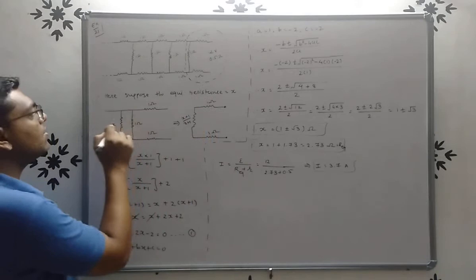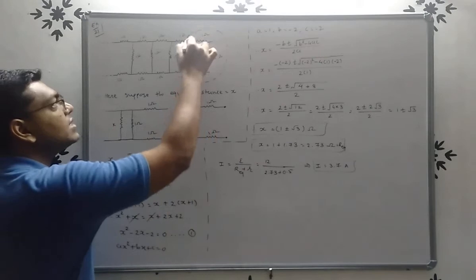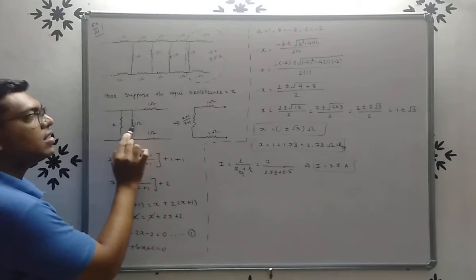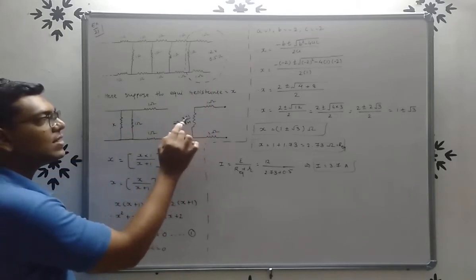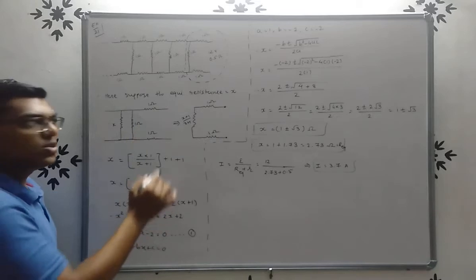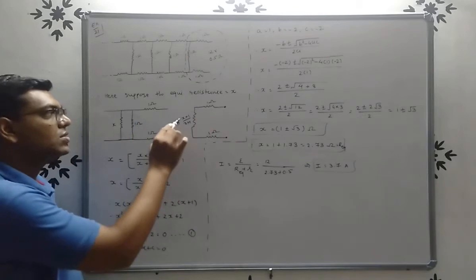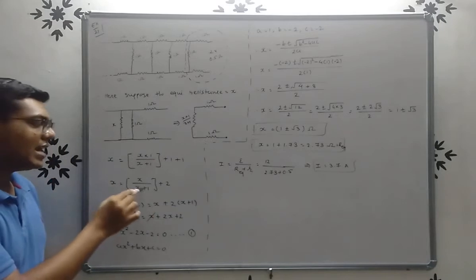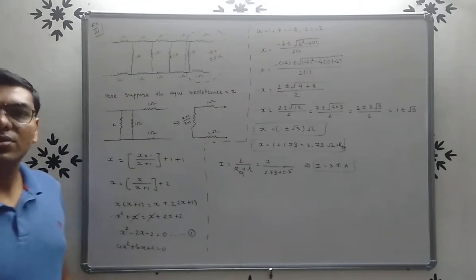So here the equivalent resistance is X, we add this small part of this system, so here X and 1 are in parallel, so the equivalent resistance of X and 1 is X into 1 upon X plus 1. Here 1 and 1 are in series with this X upon X plus 1. So here the equivalent resistance X is equal to, these three are in series, so X upon X plus 1 plus 1 plus 1. So here we take X plus 1 LCM, so we get X square minus 2X minus 2 is equal to 0.